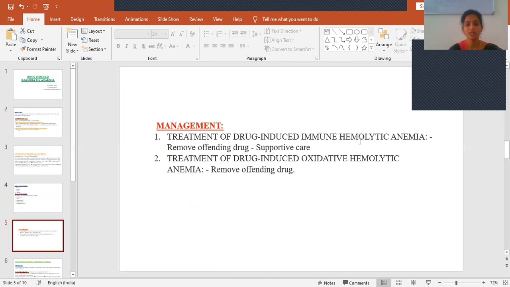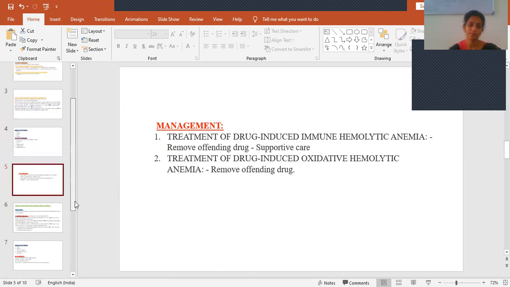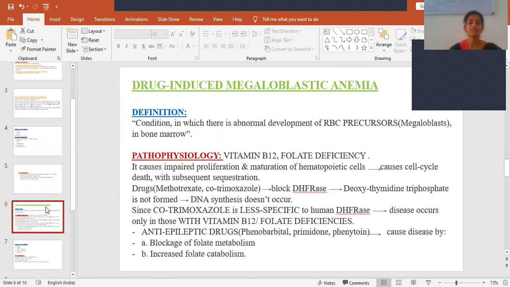So for immune hemolytic anemia, we have to remove the offending drug, the drug which is going to cause this disease, and also we should give supportive care. For oxidative hemolytic anemia, we have to remove the offending drug, and apart from that, we can also prescribe antioxidants. So this is all about drug-induced hemolytic anemia, and now drug-induced megaloblastic anemia.